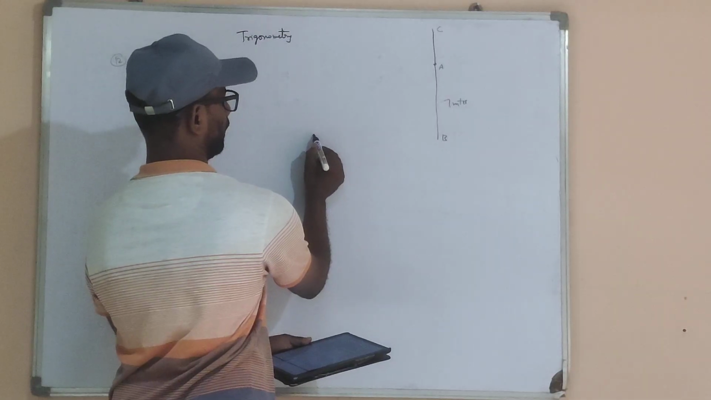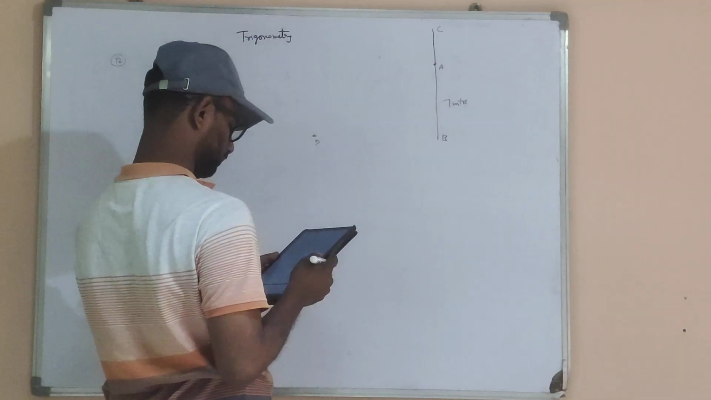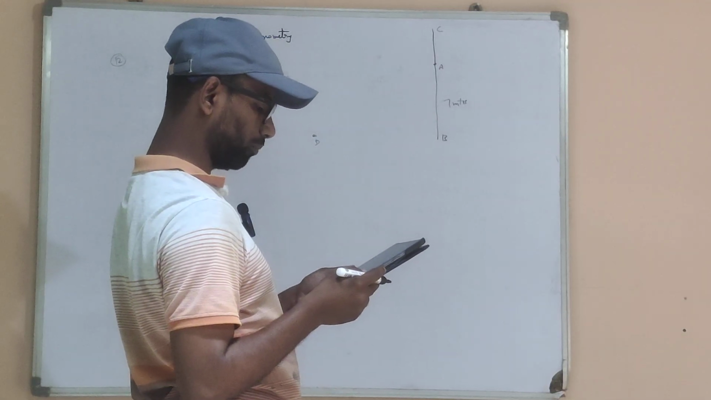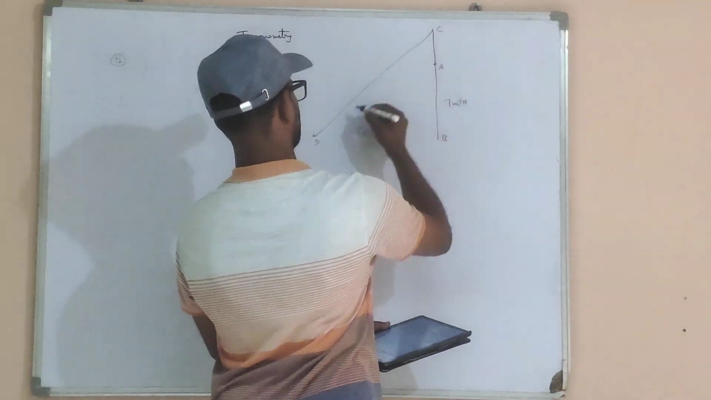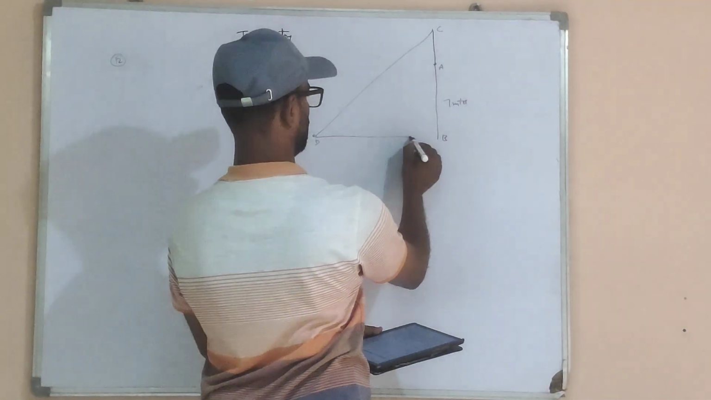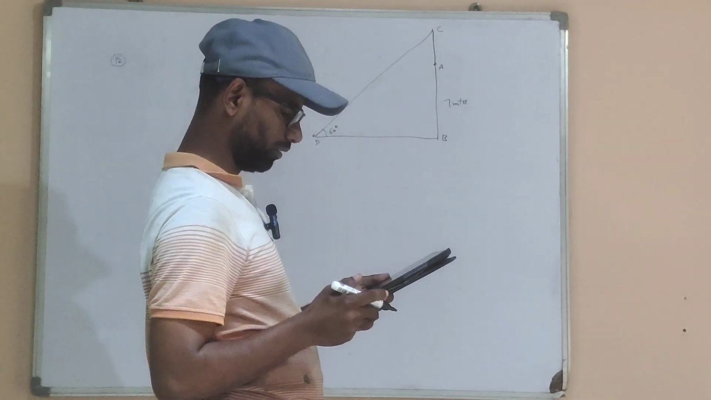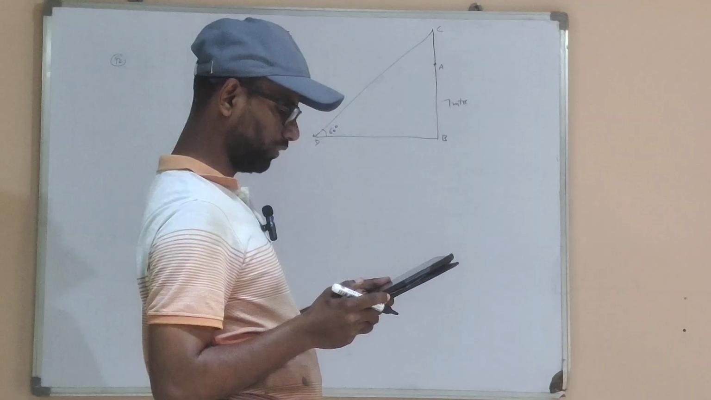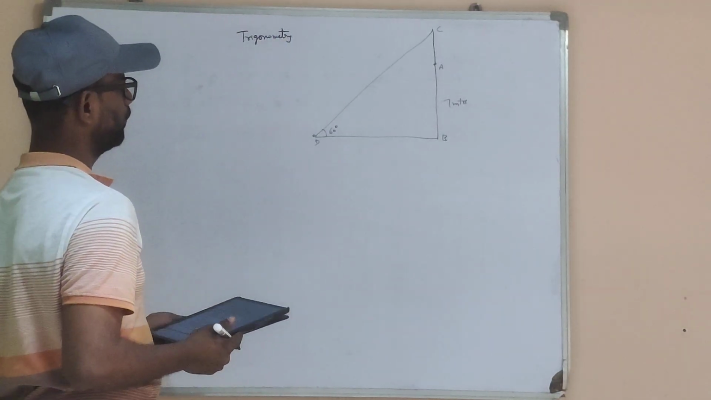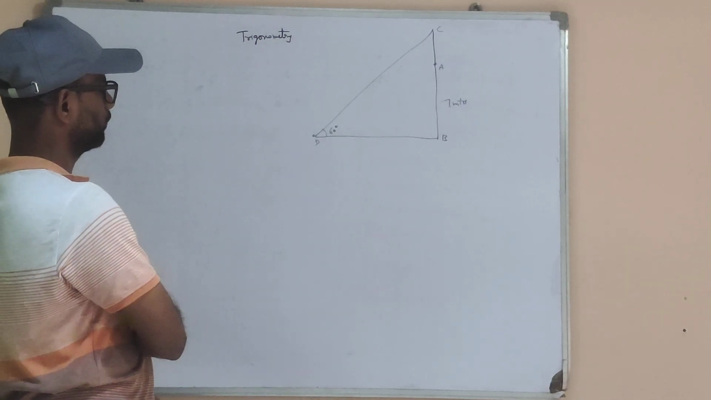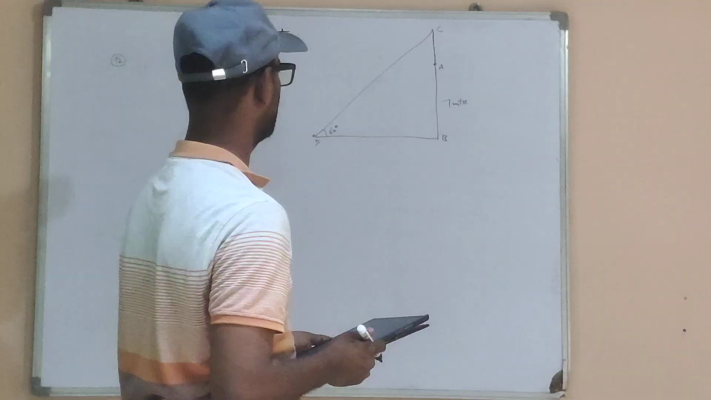So the person is here somewhere. A, B, C, here D. The angle of elevation of the top of the cable tower is 60 degrees. From here, it is top 60 degrees. Now this is the horizontal, this is making 60 degrees. And the angle of depression of its foot is 45 degrees.